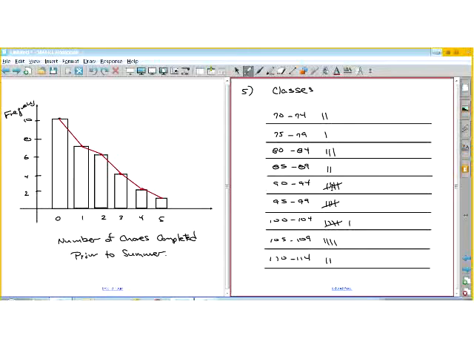2, 3, 6, 8, 13, 18, 23, 24, 28, 30. Okay. Now we just put the numbers that are represented by these tally marks. So we have 2, 1, 3, 2, 5, 5, 6, 4, 2. So that's the first thing, grouping them.